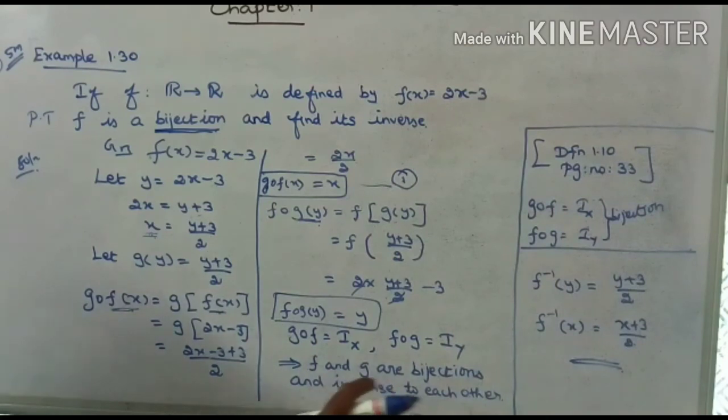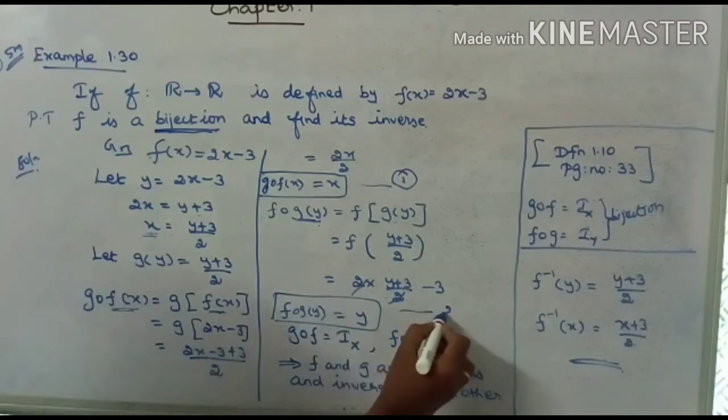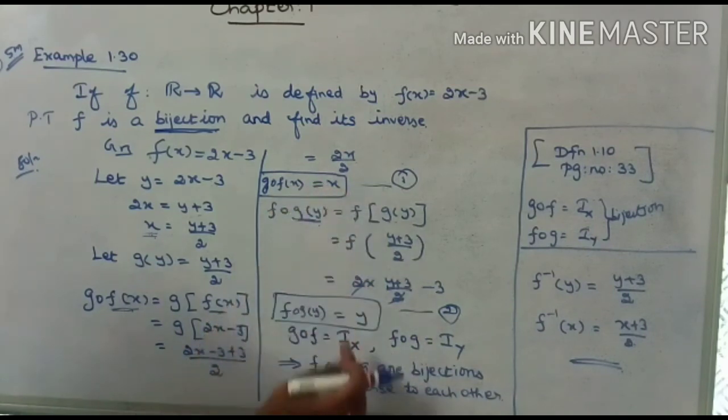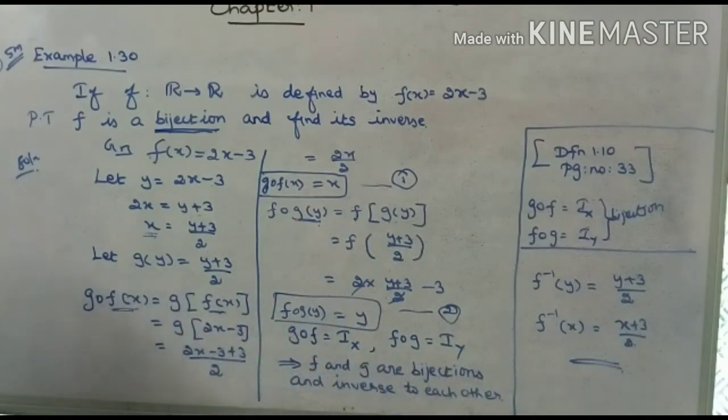So the second part is also over. Combining 1 and 2, we get f composite g is equal to Ix, because we get the identity, and g composite f is equal to Iy. So f and g are bijections and inverse to each other. The bijection condition is satisfied, and the inverse condition is also satisfied.